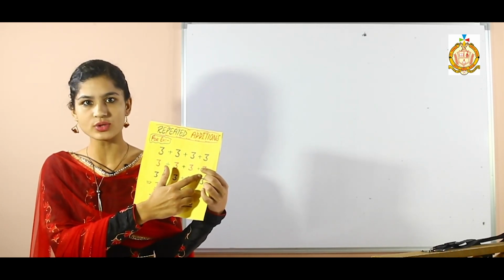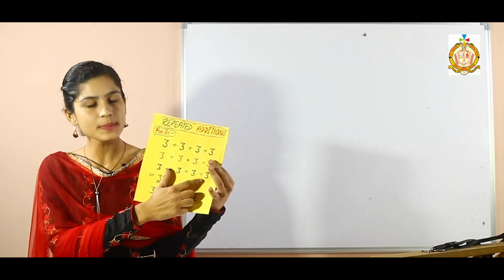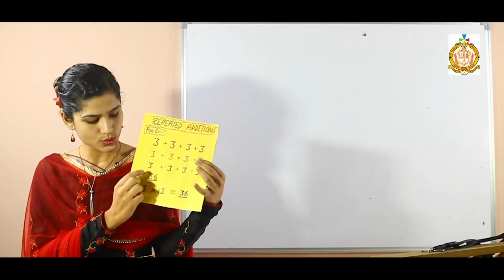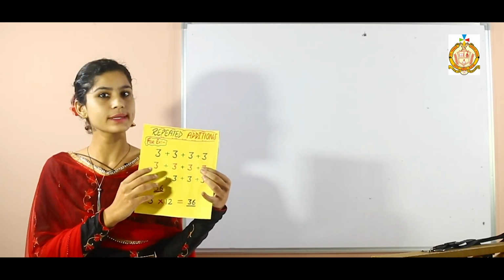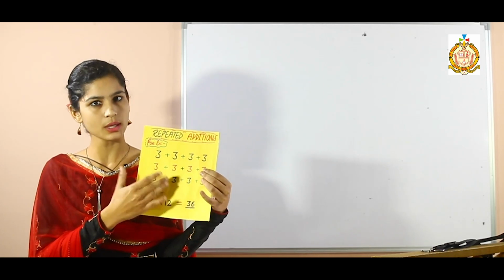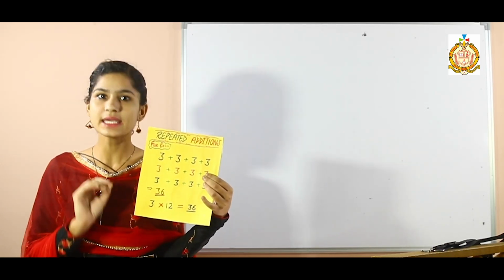21 plus 3 is 24. 24 plus 3 is 27. 27 plus 3 is 30. 30 plus 3 is 33. And 33 plus 3 is 36. So our answer is 36. We got the answer, but it's too difficult and time consuming. But with multiplication, we will do it very easily.